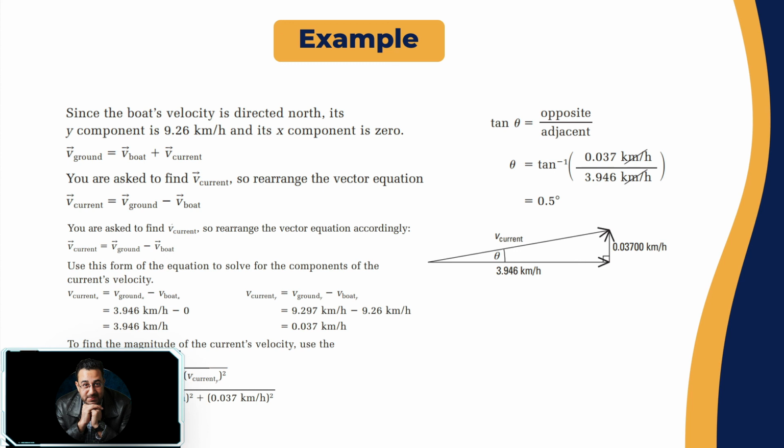What is the direction of the river velocity? Tan theta, opposite over adjacent. We have the opposite and adjacent, so we keep the tan theta as it is. Theta would be tan inverse of those values. That would give you 0.5 degrees. So the river velocity is 3.9 kilometers per hour, moving 5 degrees northeast.